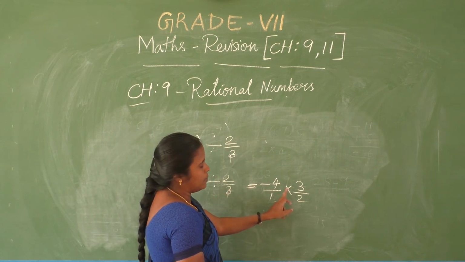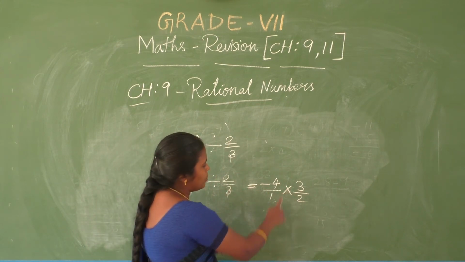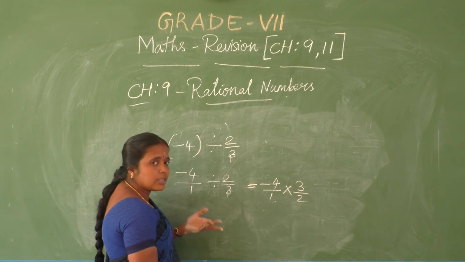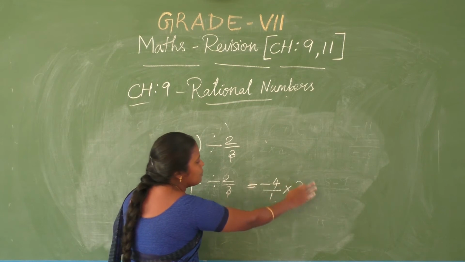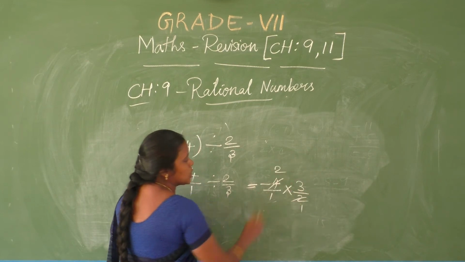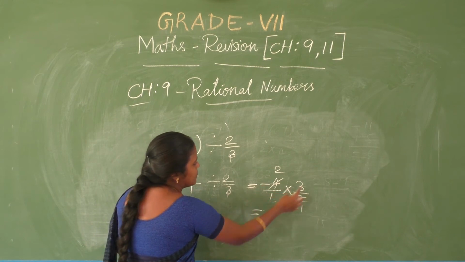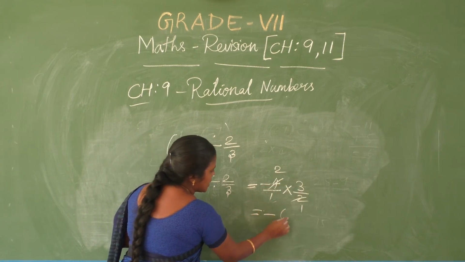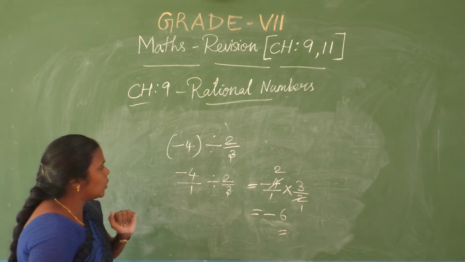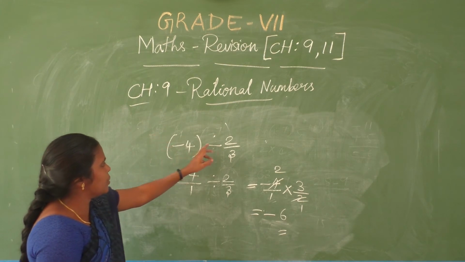Now we got the fractional product notation. Product of two rationals equals product of the numerators by denominators. This is the procedure. If there is any possibility to divide, we can divide. 1 2 is 2, 2 2s are 4. Plus, minus into plus is minus. 2 3s are 6, by 1 into 1 is 1. Simply we can write like this. Understood? What did I do? The question is minus 4 divided by 2 by 3.